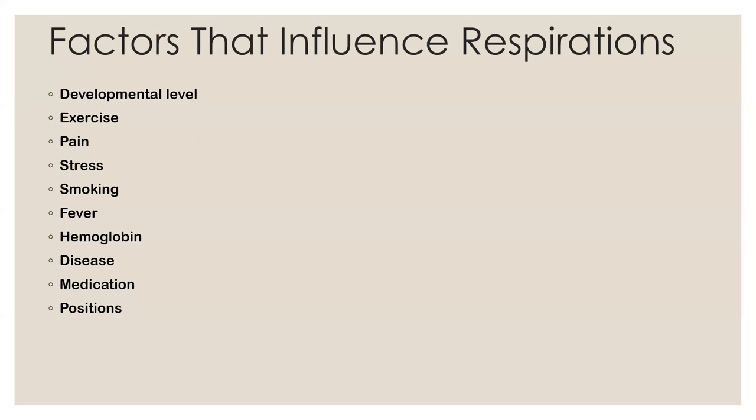And then disease. Brainstem injuries or increased intracranial pressure may interfere with that respiratory center, right? So we always want to think about brain problems with that. Medication. As we know, opiates are going to decrease respiratory rate. That's a big risk with them. Caffeine can cause a shallow and fast respiratory rate.